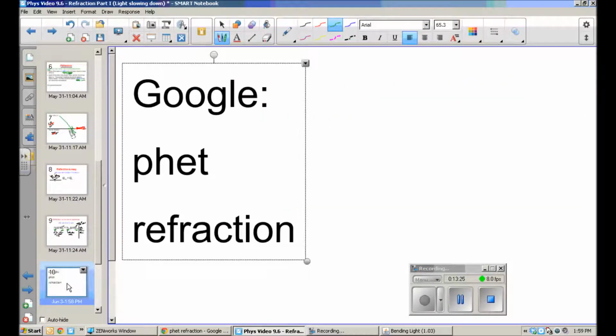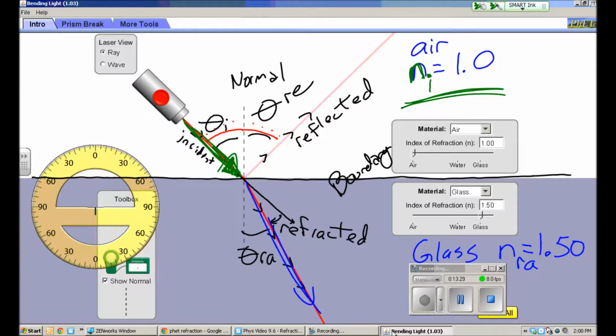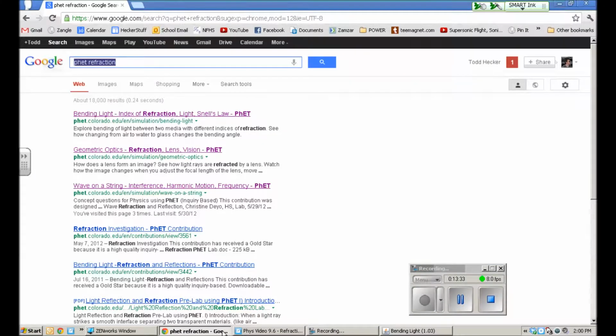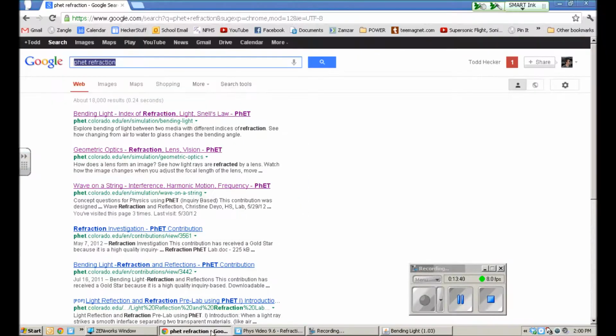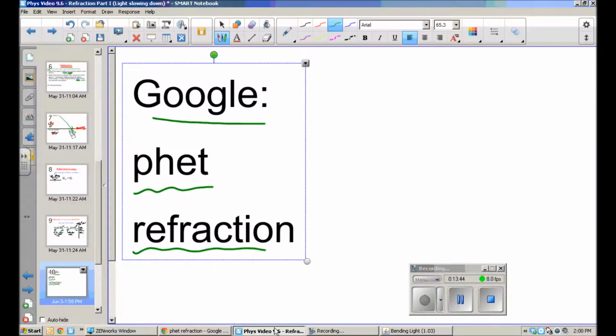All right, so as a quick comment, if you want to use this program here, if you want to monkey around with it, which I do think is not a bad idea, if you go to Google and you Google the word PhET and the word refraction, it'll be the first hit that comes up. So totally worth your time. All right, so anyway, moving on.